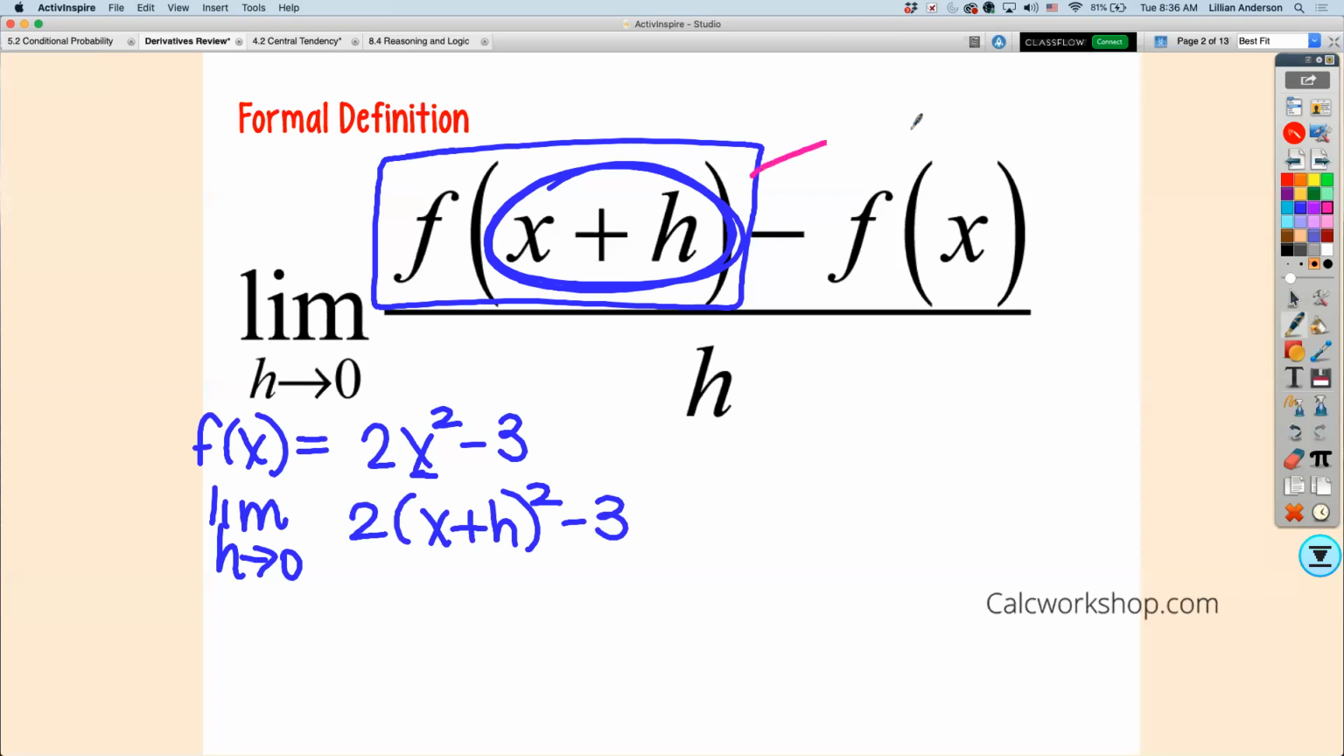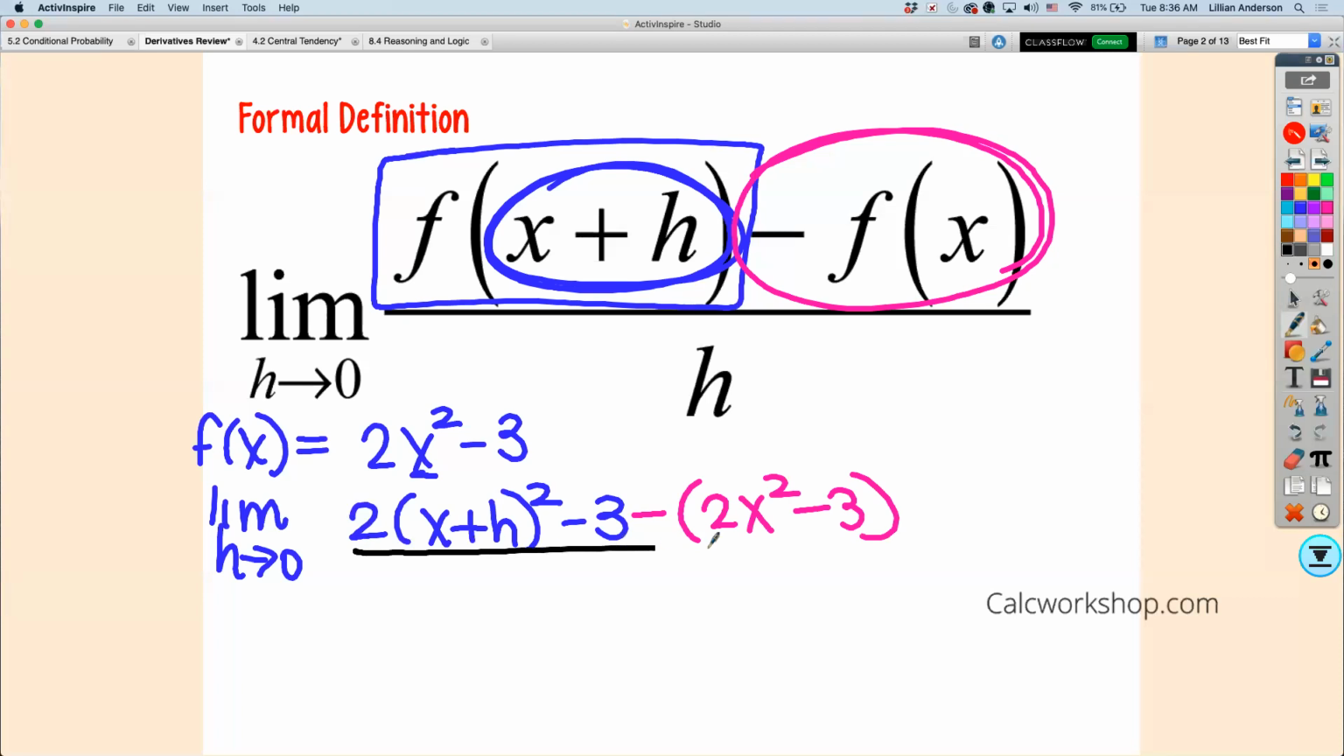Then you had to do minus f of x. That means that I'm going to subtract my function, which is f of x. Yes, we put that in parentheses because that minus, what am I going to have to do with it? Distribute it. Then all of this will be over h. This is how you take the formal definition and apply the different pieces of the formal definition.